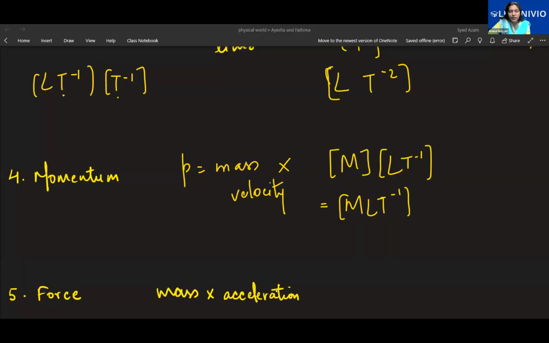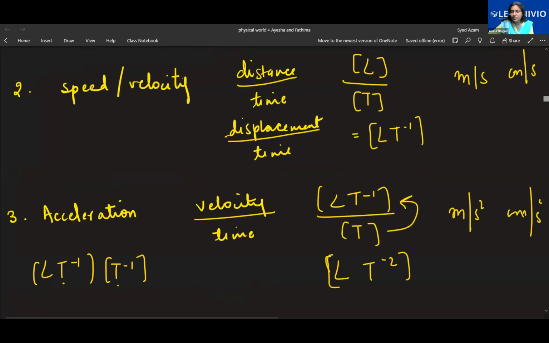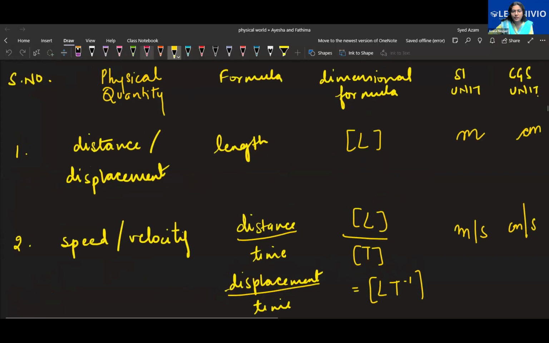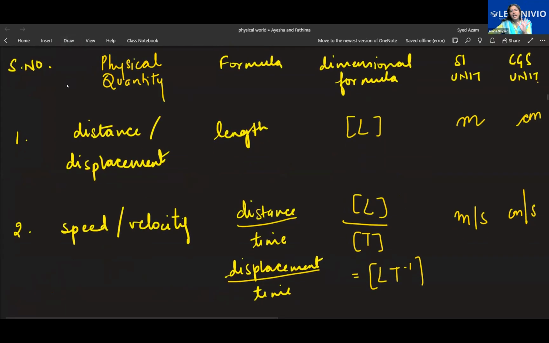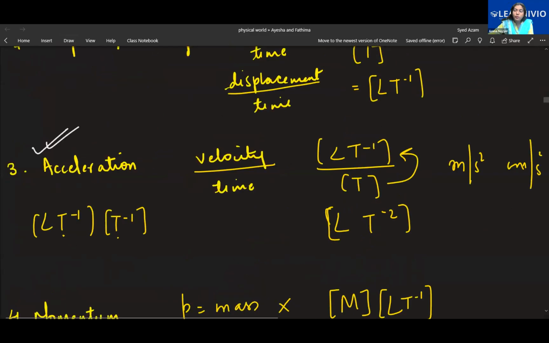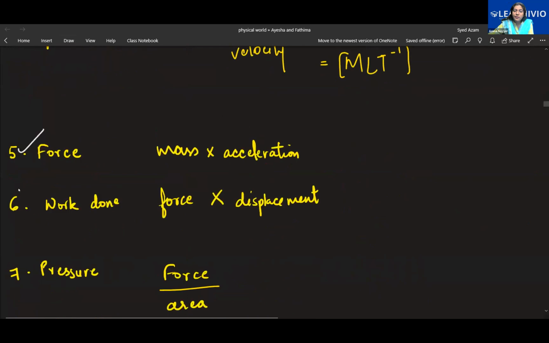Ma'am, which formulas should we remember? Fatima, you were asking if we learn some formulas, then it will help. See, let us complete this table. If you remember just 5 of them, that will make writing of the dimensions very easy. Displacement and distance are very easy, they are just length. Remember velocity, it will be used in most of the things. Remember acceleration. No need to remember momentum. Remember force. Remember work done. Remember these as they are.